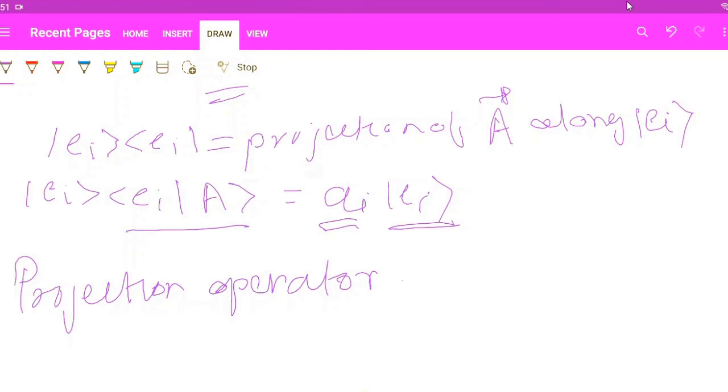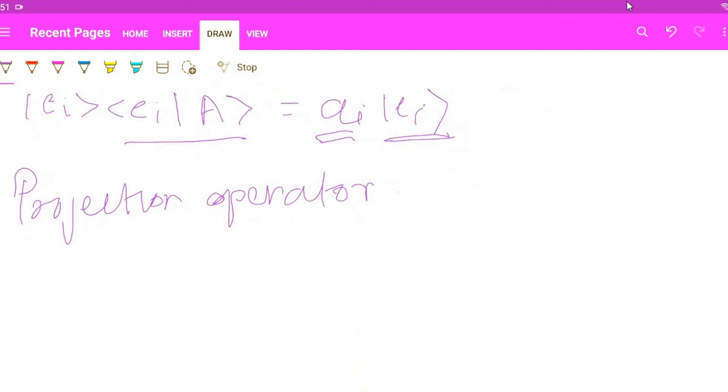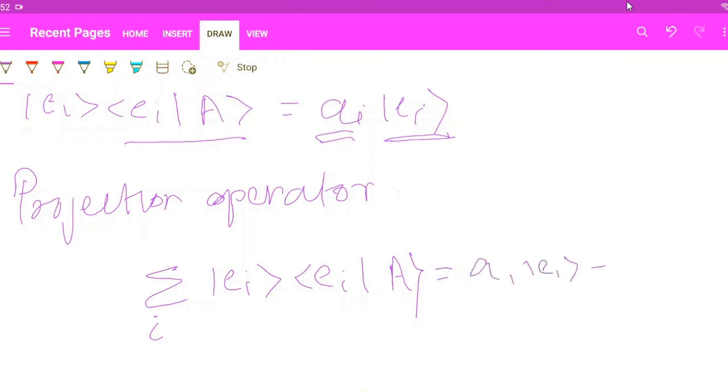Now if I perform this projection operation over all i, what am I going to get? If I do ei on A, I'm going to get A1 e1 plus A2 e2 plus A3 e3 and so on and so forth. First i is equal to 1, so that will give me A1 e1, then i is equal to 2, that will give me A2 e2, if i is equal to 3, that will give me A3 e3, so on and so forth. So this will give me A1 e1 plus A2 e2 plus so on and so forth. Basically this will give me the same vector A.